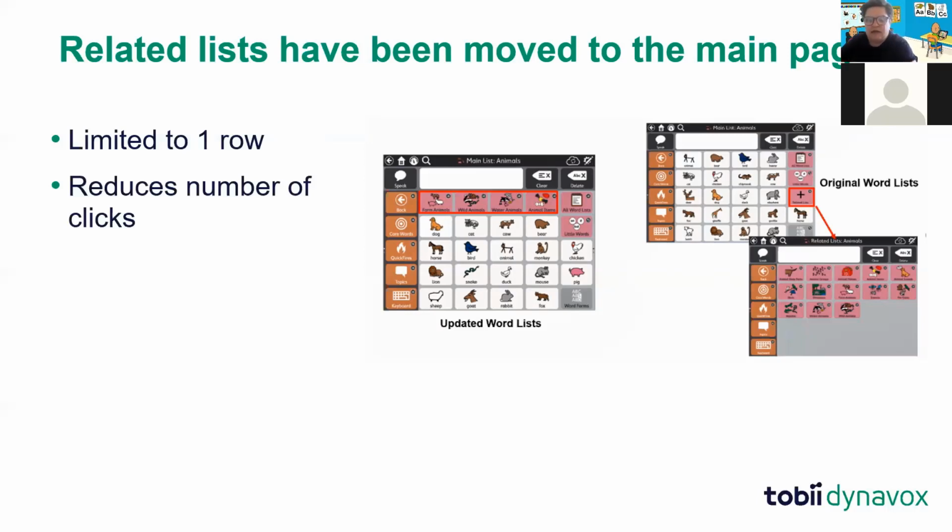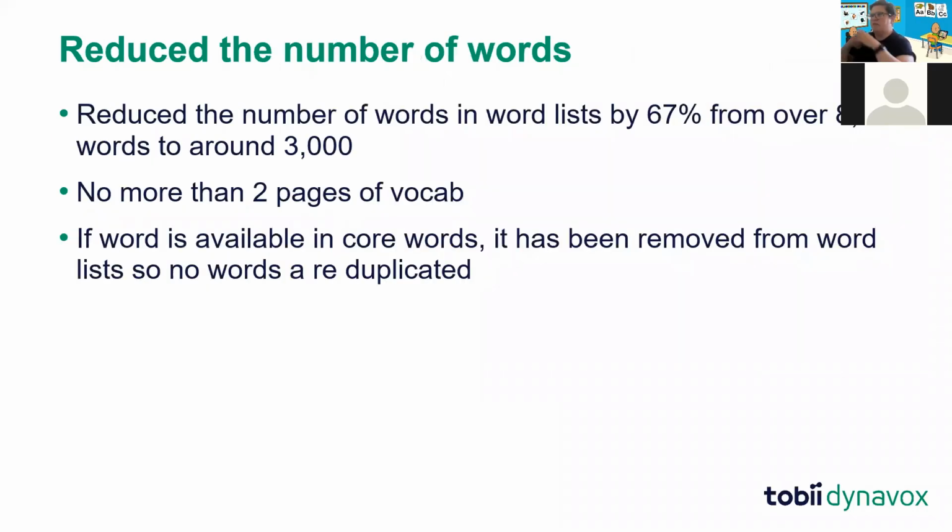So again, it's making the most of the space that we've got without cluttering it with lots and lots. So yeah, again, reducing the number of clicks is one of the main points that's come out of this reorganisation. A couple of other bits. We've actually reduced the number of words that are in there. So we've reduced the number of words in the word list by about 67%, which takes them from around 8,000 to 3,000 words.